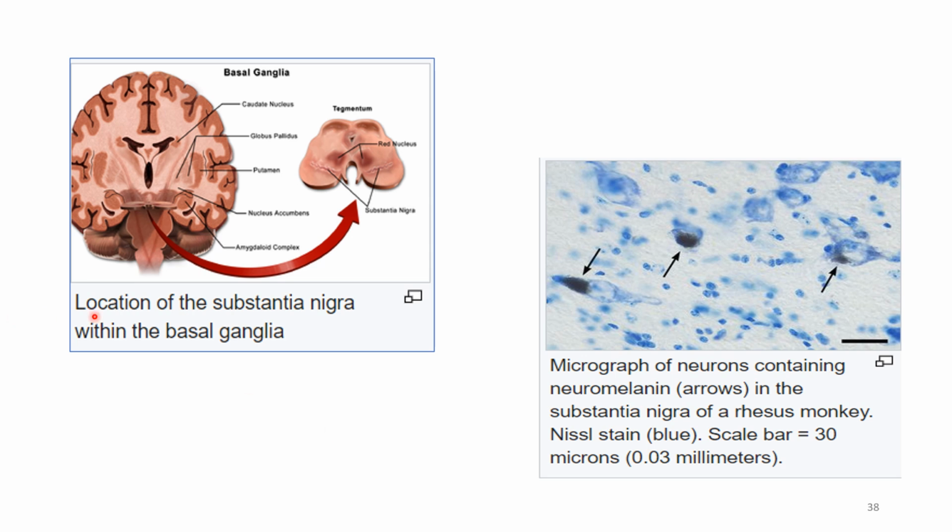This figure shows the location of the substantia nigra within the basal ganglia. This is the substantia nigra on either side. This is a micrograph of neurons containing neuromelanin. The arrows are pointing towards the neuromelanin, which is present in the substantia nigra. It is studied in the rhesus monkey brain. The blue color is the Nissl stain. Because of the presence of neuromelanin, the substantia nigra is black in color.